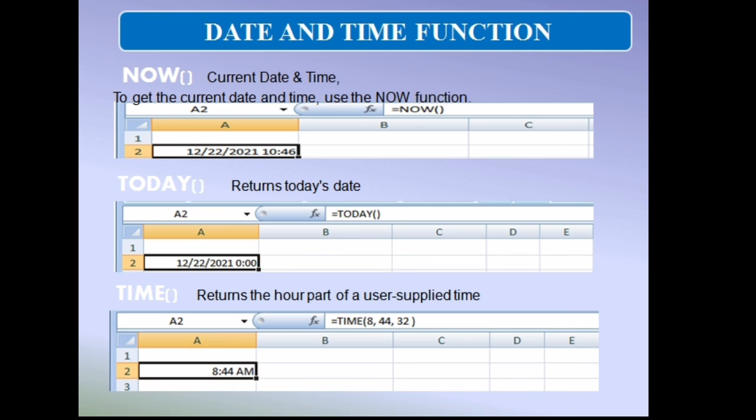Date and time function. This function will show the current date and time, like given here, December 22 is the date and then 2021. So with the help of the NOW function we can easily check the current date and time. Today function, this function will show today's date which is given here. Time function, this function will show the current system time.